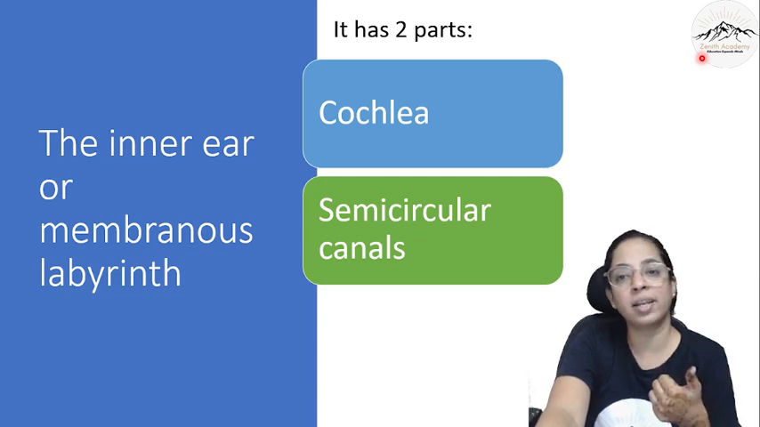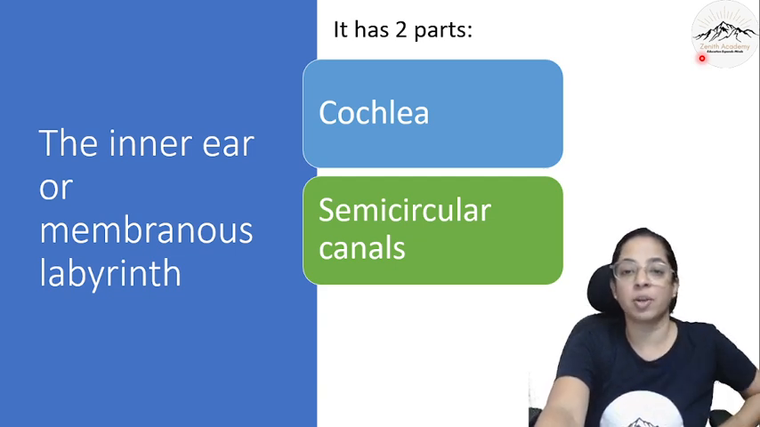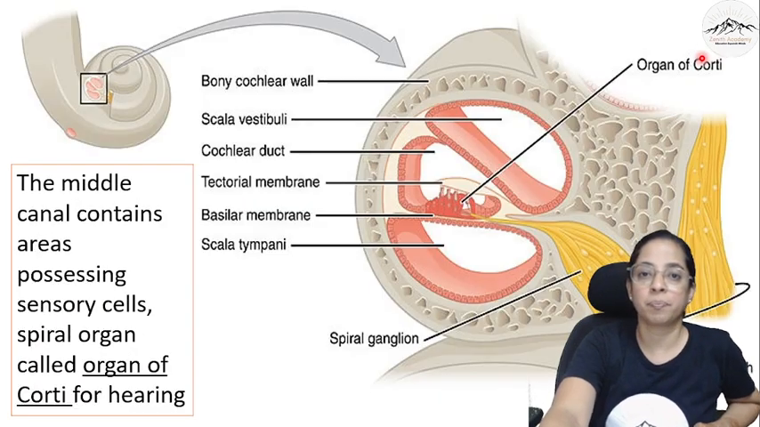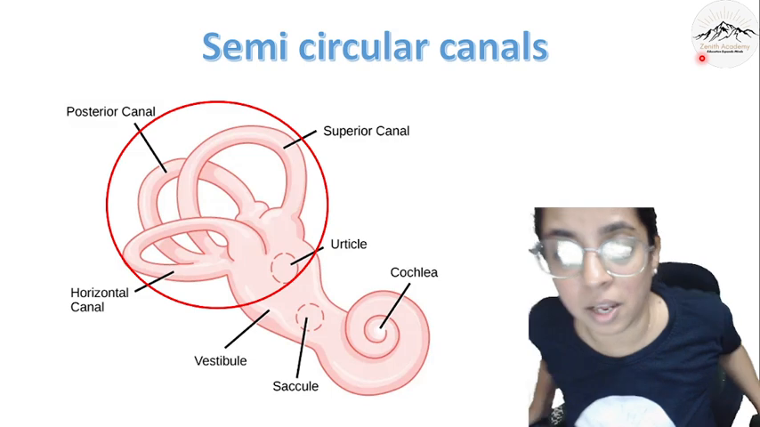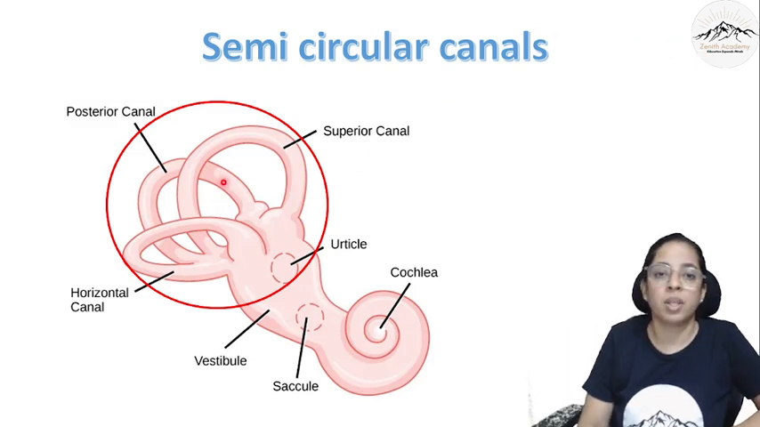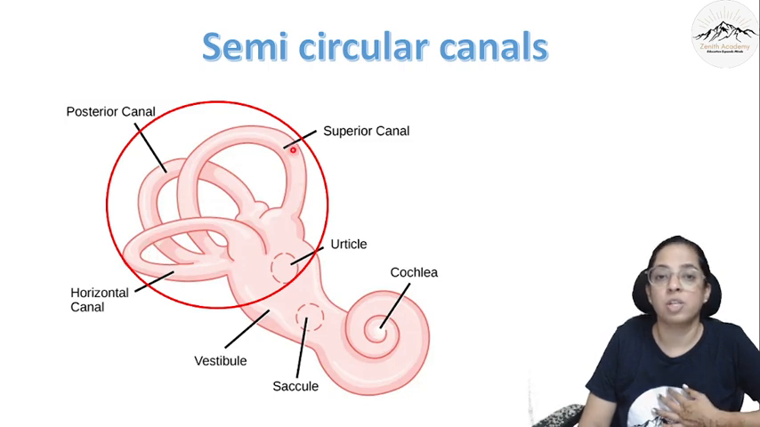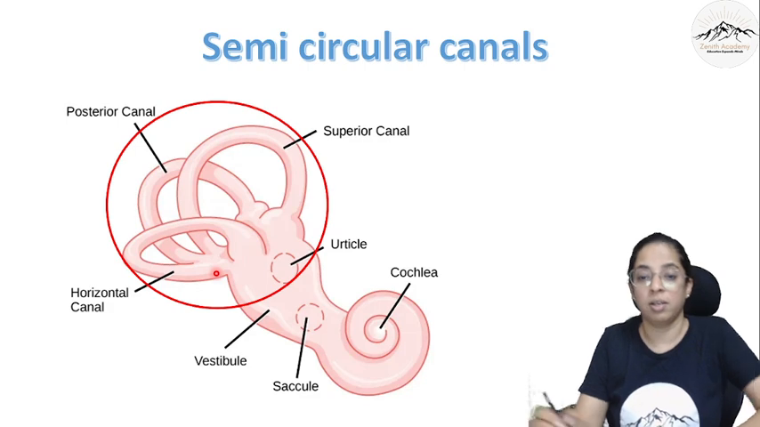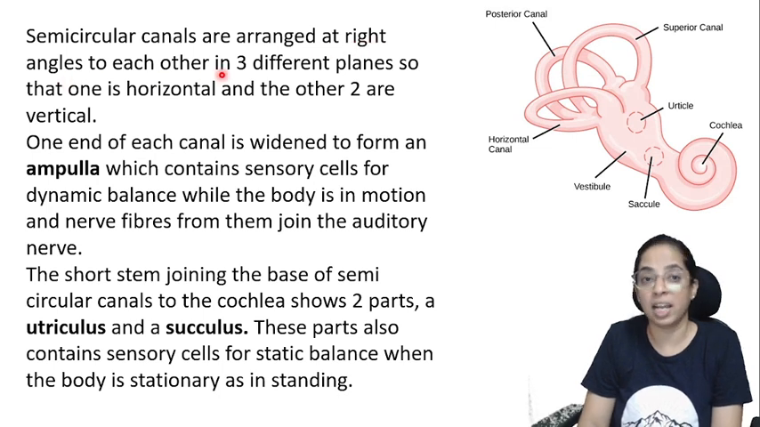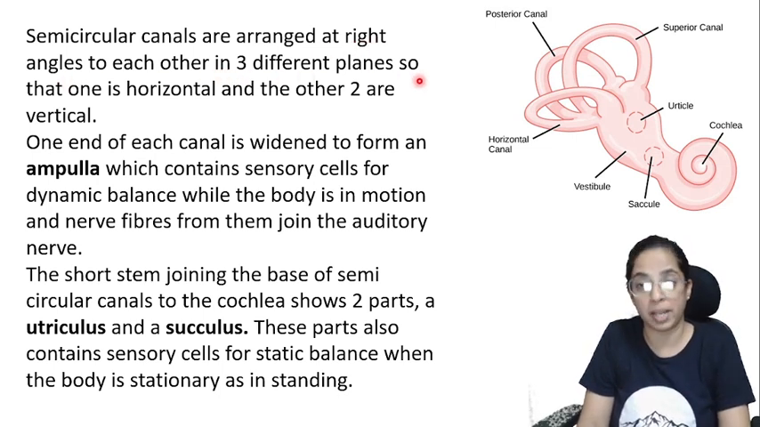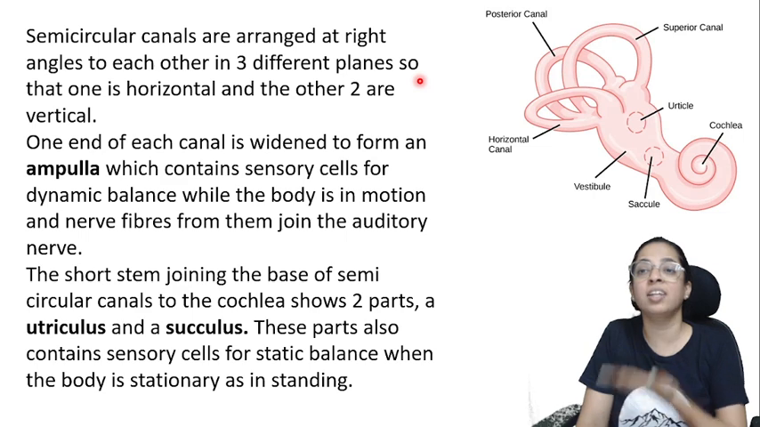First we have done cochlea, next we are doing semicircular canal. Okay, so this was all about cochlea. Now let's talk about semicircular canal. Can you see here, there are three semicircular canals: superior canal, posterior canal and horizontal canal. Let's talk about them. The semicircular canals are arranged at right angles to each other in three different planes.